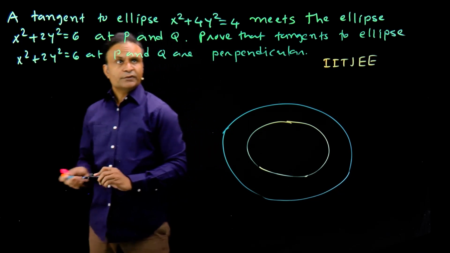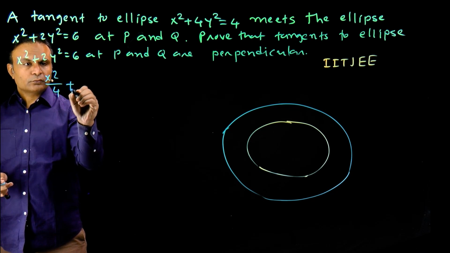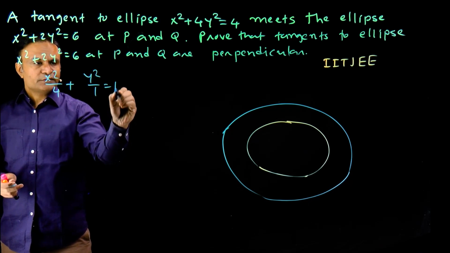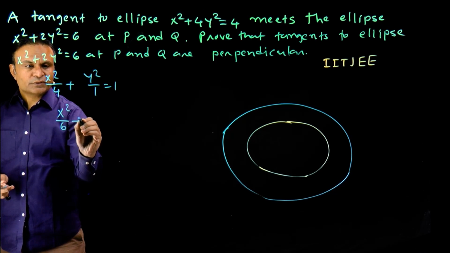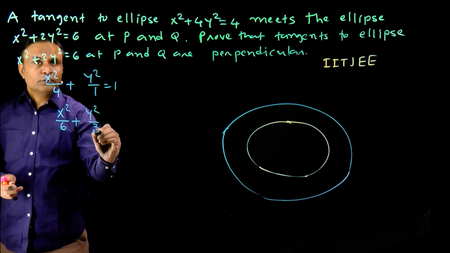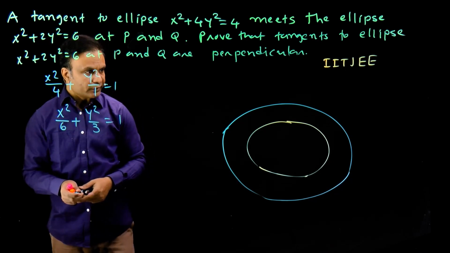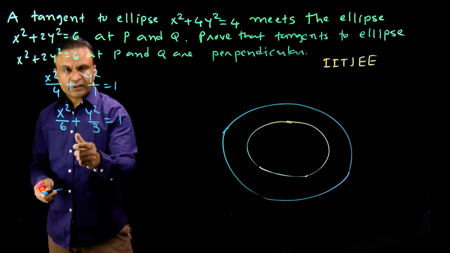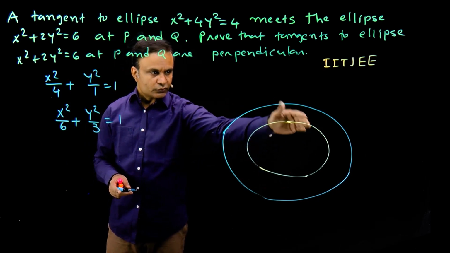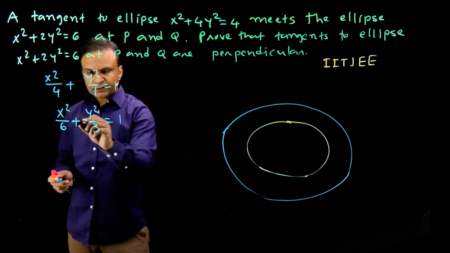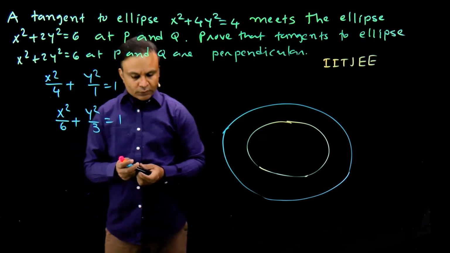Okay, the first ellipse is x square upon 4 plus y square upon 1 is equal to 1, and the second ellipse is x square upon 6 plus y square upon 3 is equal to 1. Clearly this ellipse is bigger one, as values of a and b are more than those of this first ellipse. So the outer ellipse is this one, and inner ellipse is this one.